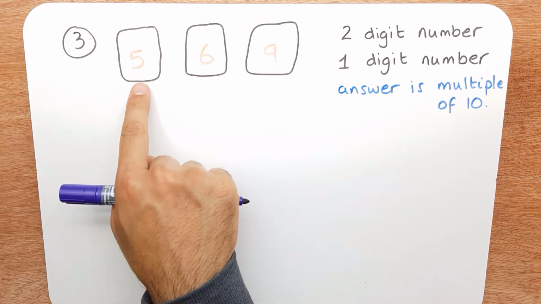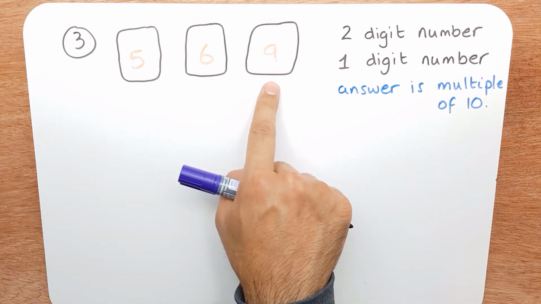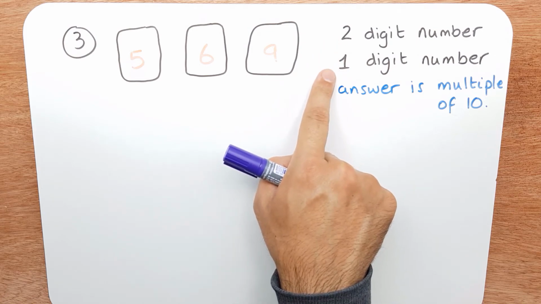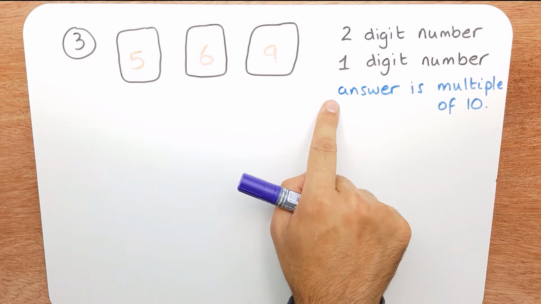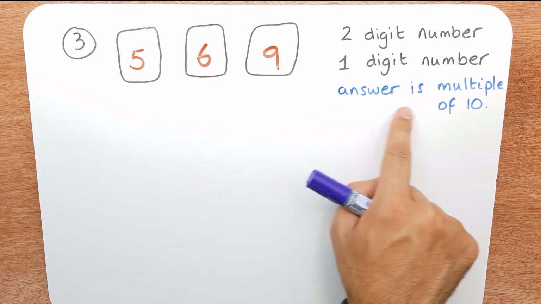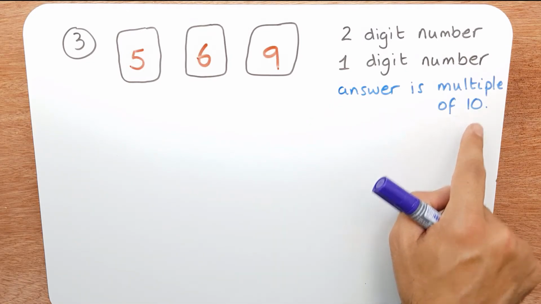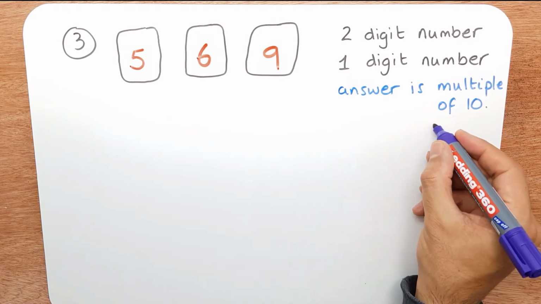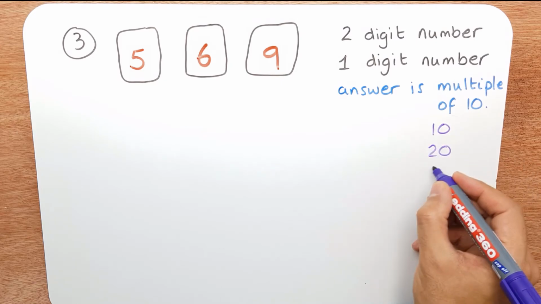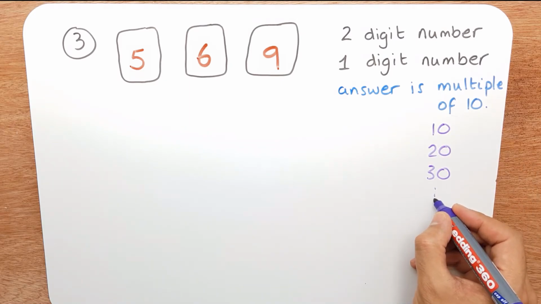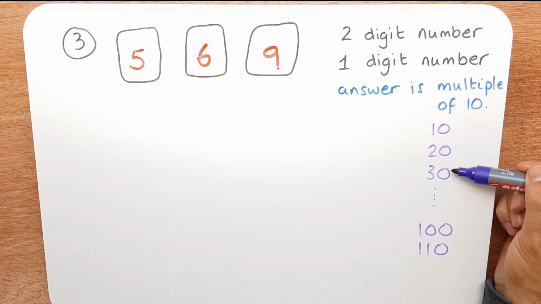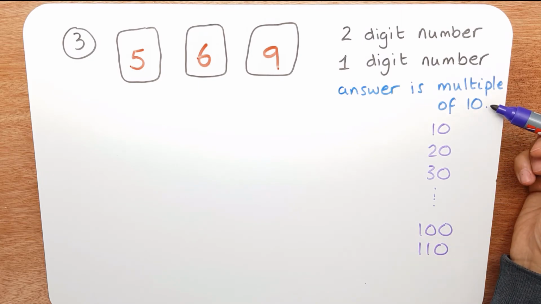In question 3, we're given 1, 2, 3 cards, and we're told that Chen splits them up into a 2-digit number and a 1-digit number. And when she multiplies them, her answer is a multiple of 10. Multiple of 10 just means in the 10 times table. So for example, it'd be 10, 20, 30, and you can even have 100, 110. As long as it ends in a 0, the last digit is 0, it's a multiple of 10.